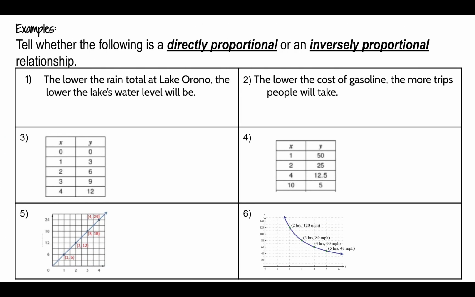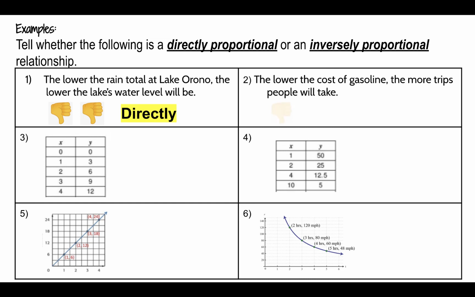Can we tell if something is directly or inversely proportional? Well, we've just practiced deciphering between the two. Let's look at number 1. And we're going to use our thumbs here, okay? The lower the rain total at Lake Orono, the lower the lake's water level will be. Right now, my x and y values are both moving in the same direction. Would this be directly or inversely proportional? Flip back to the front of your notes. Where did we have 2 thumbs down? Directly.